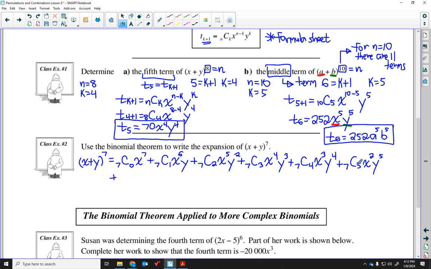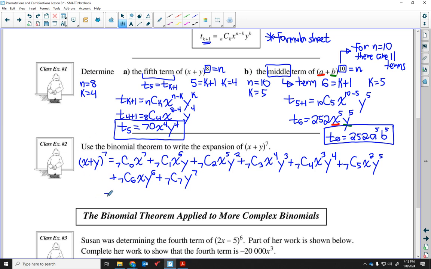Okay, keep it going. We're going to keep going until the number on the left and the right of the choose symbol are identical. So we would have 7 choose 6. And then I would have x to the power of 1, and then y to the power of 6. And then we would have plus the final one, which is going to be 7 choose 7. Now the x is going to disappear because it's going to go to x to the power of 0. And the y is going to be the biggest exponent it can get, which is y to the power of 7.